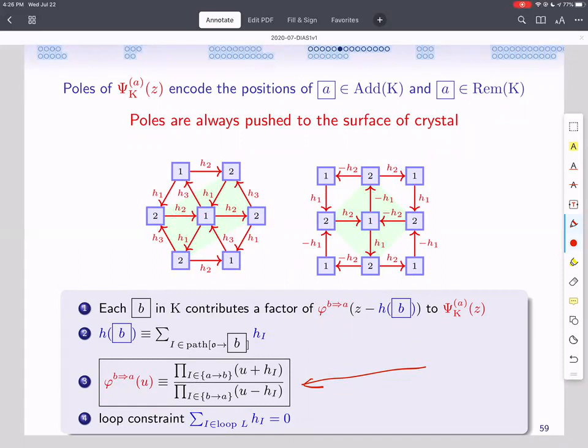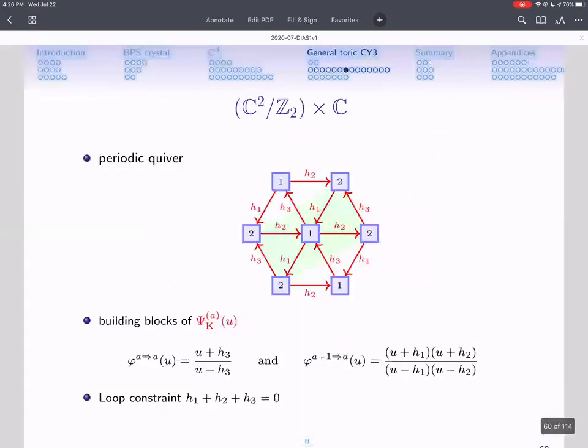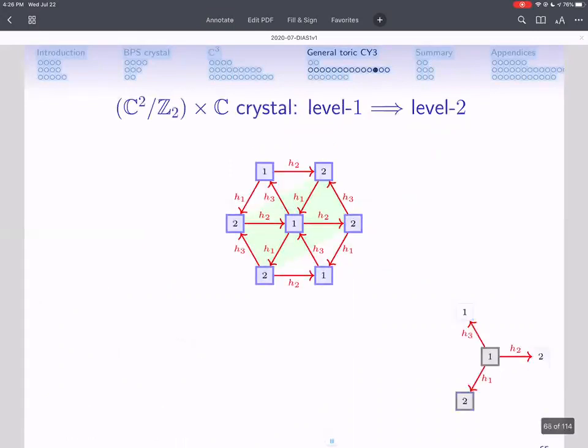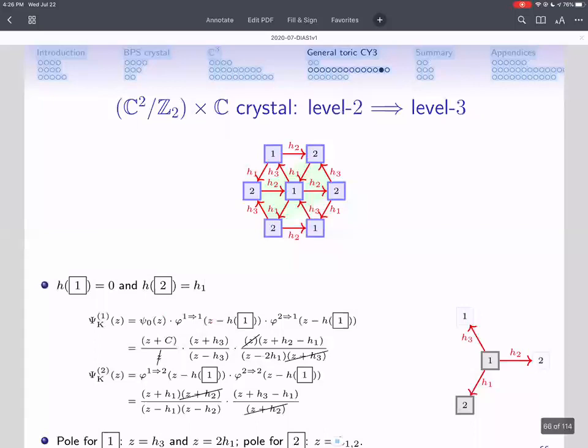For each arrow going from B to A, it gives a factor downstairs. For each arrow going backwards, from A to B, it gives another factor upstairs. This is chosen such that the cancellation of factors inside your phi function happens, so that all the poles get pushed to the surface of the crystal. I'm running badly out of time, so I'll skip the detailed derivation of these examples. This is just to show that it works: all the poles have a meaning, and you only have poles at the surface of the crystal.